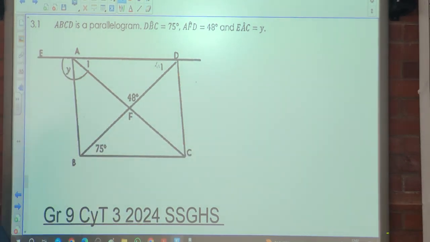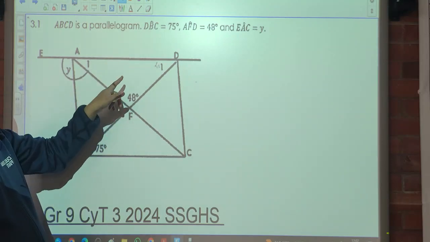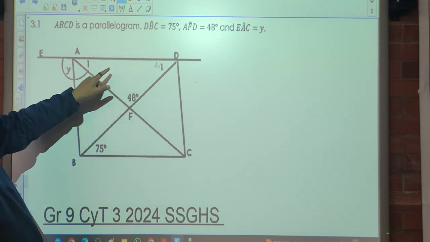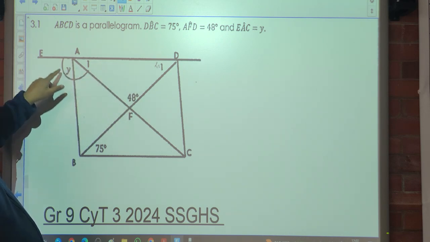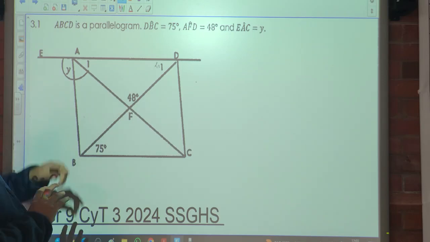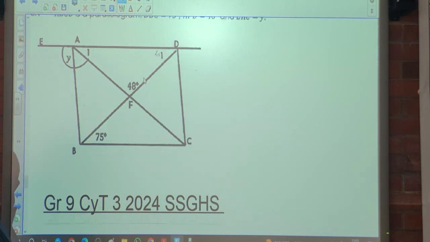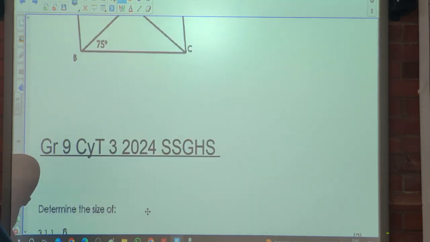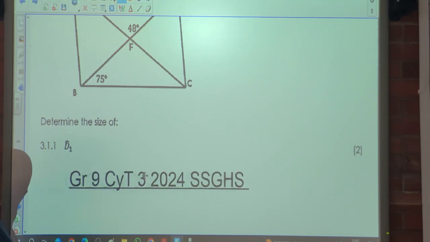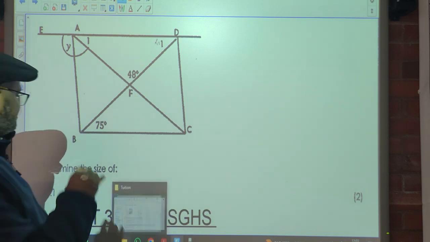Alright. We are told that ABCD is a parallelogram. Then we are told that DBC is 75, AFD is 48, and EAC is 1. Nice. First question. Calculate the size of D1.